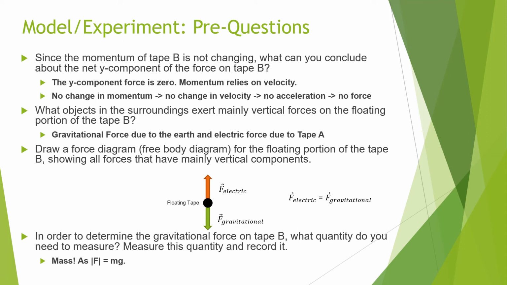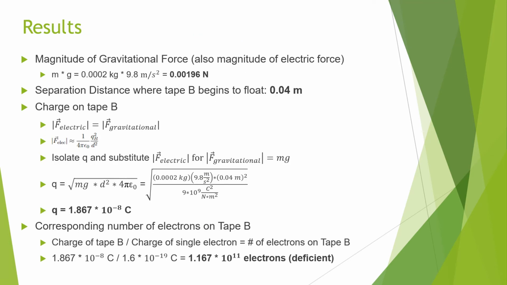And in order to find the force of gravitation and thus also the electric force, we simply have to find the mass and multiply it by the gravitational constant. And now onto the results.